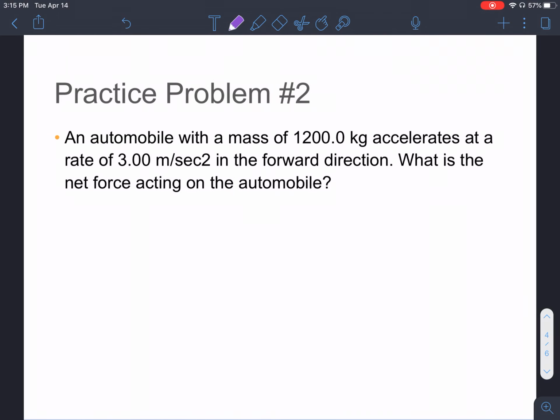All right, let's try number 2. An automobile with a mass of 12,000 kilograms accelerates at a rate of 3.00 meters per second squared in the forward direction. What is the net force acting on the automobile? Again, pause your video, try calculating this one on your own. When you're ready for the work and the answer, press play.